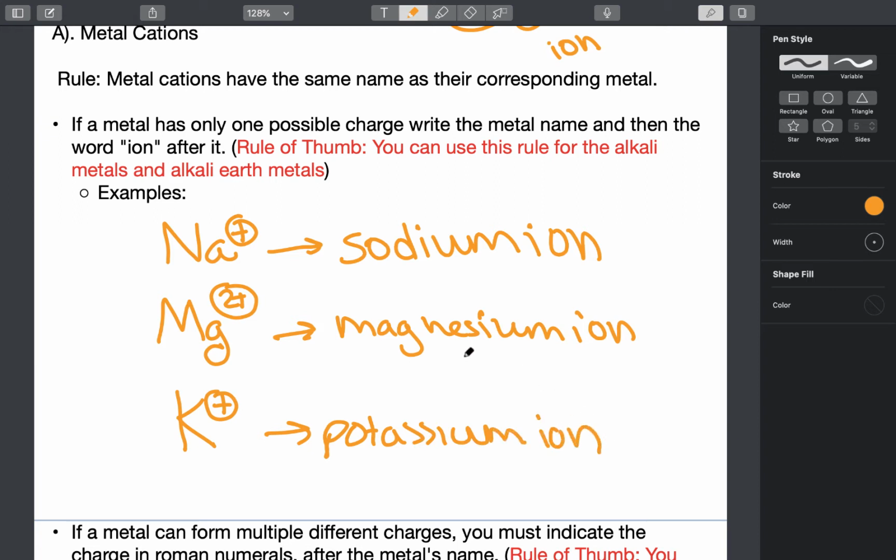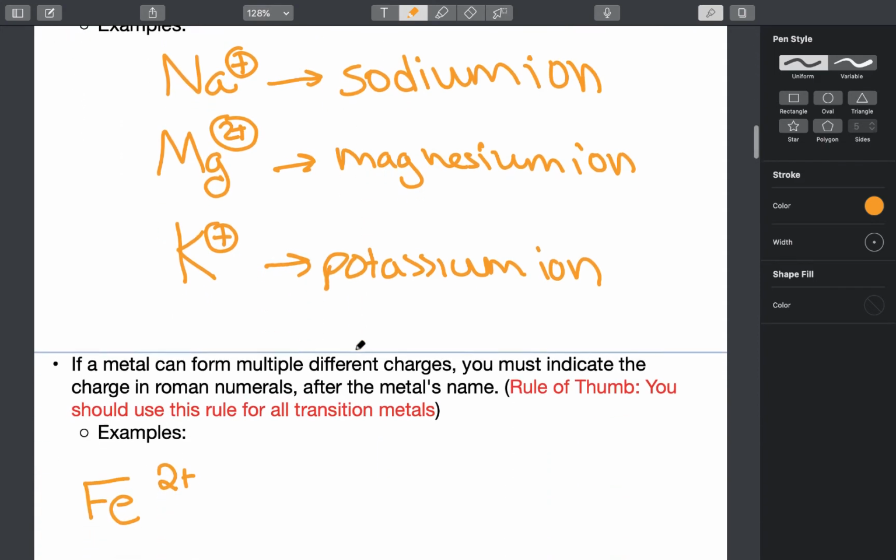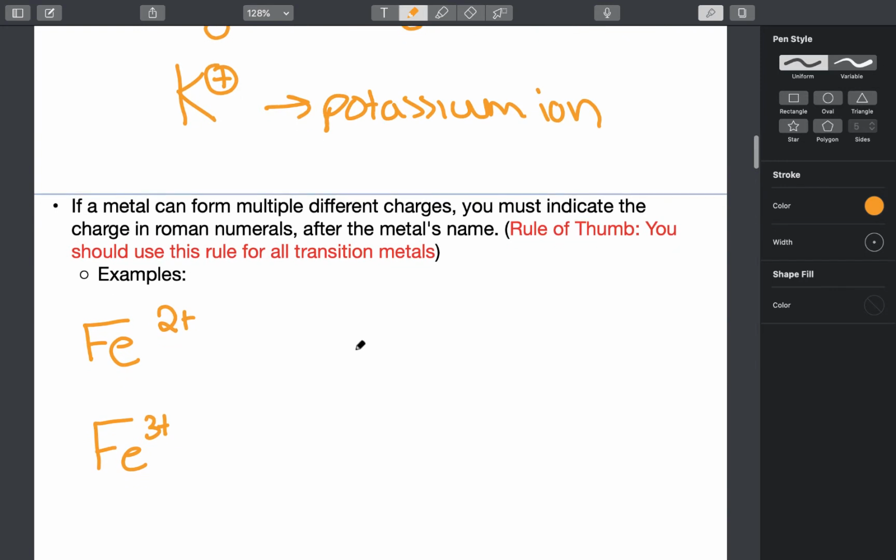So that's what you do if a metal has only one possible charge. So how about if a metal can form multiple charges? Well, if a metal can form multiple different charges, you must indicate the charge in Roman numerals after the metal's name. So it's a good idea to use this rule for all of the transition metals, and that's because transition metals can form multiple charges.